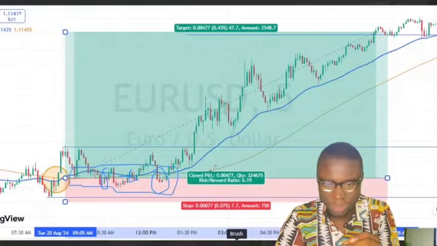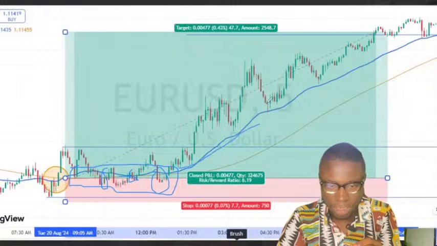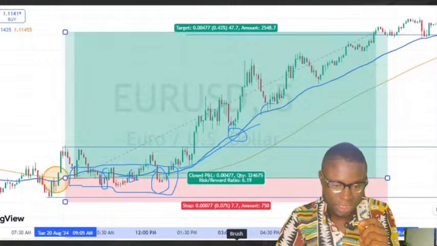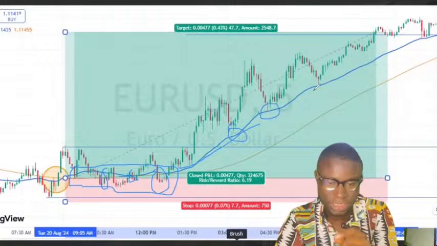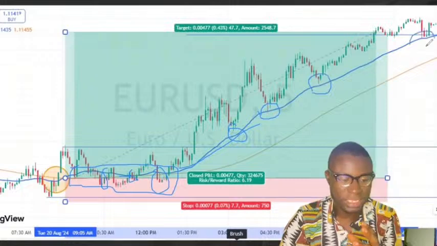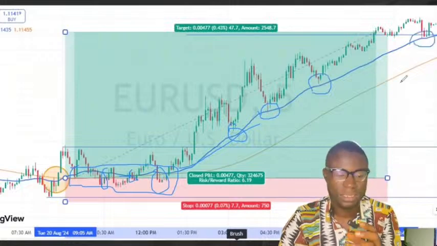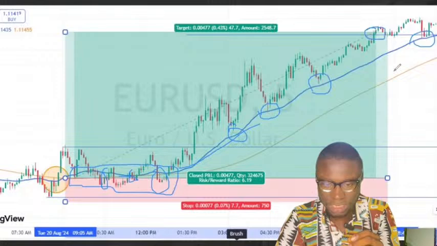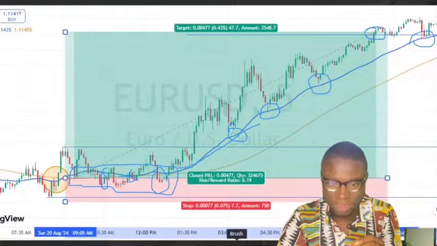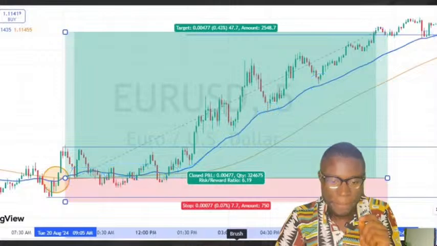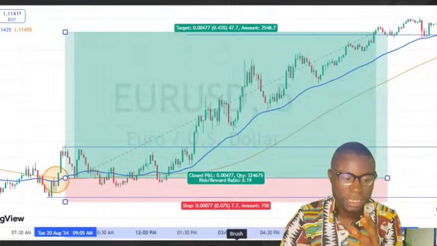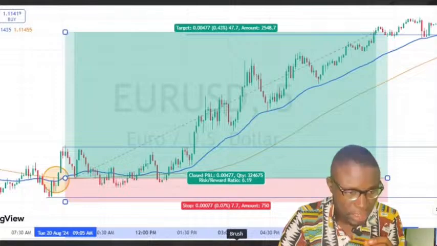So you can see after that, price began to move. You can see here it respected the blue moving average. Here it also respected the blue moving average. And at about this point, it also respected the blue moving average. Same thing here. So the blue moving average was our trailing stop until price came here and smashed our TP. Okay, so this is exactly how I use this strategy. It is one of the easiest strategies you will find today, and it works with a very high win rate.